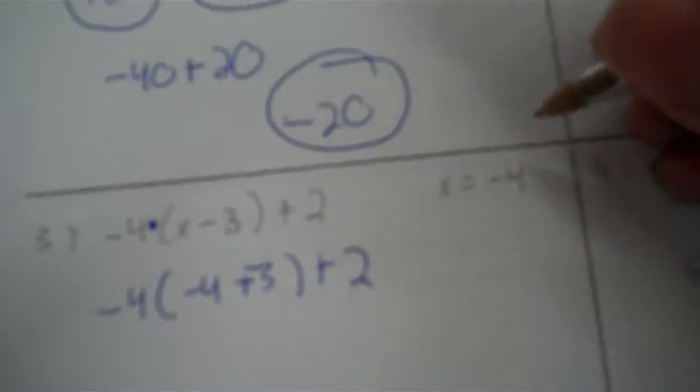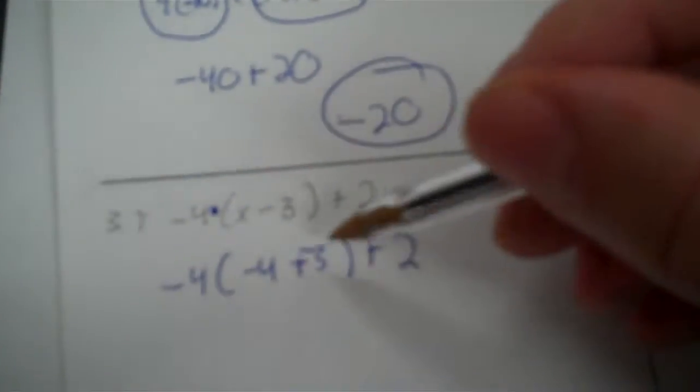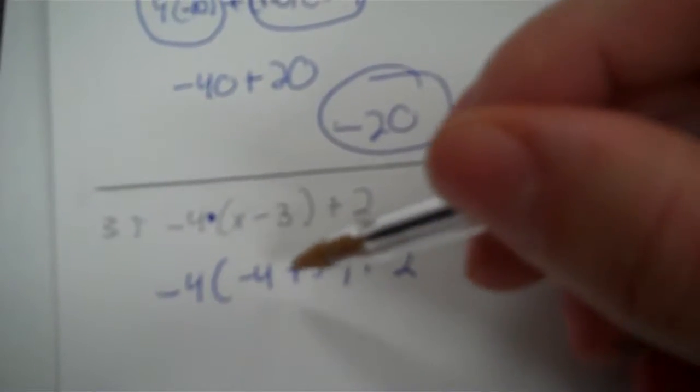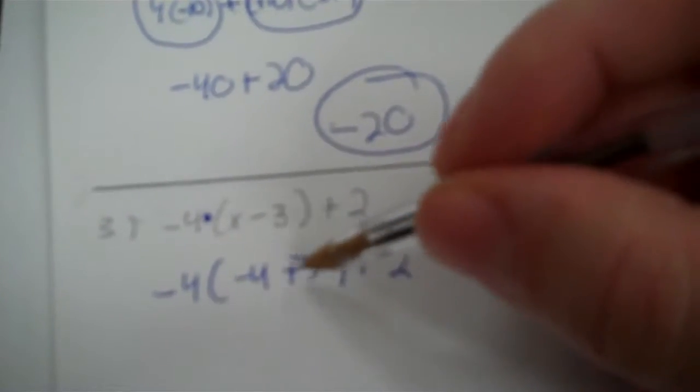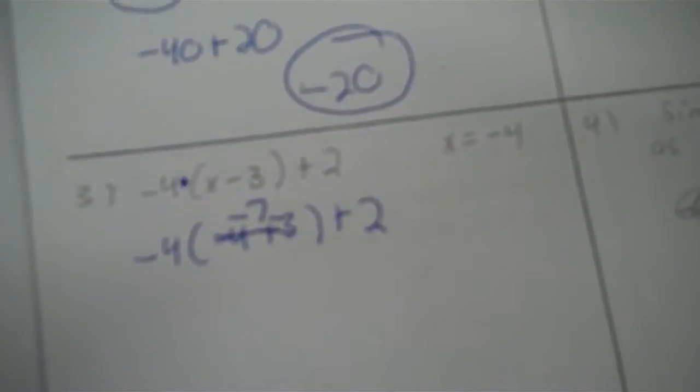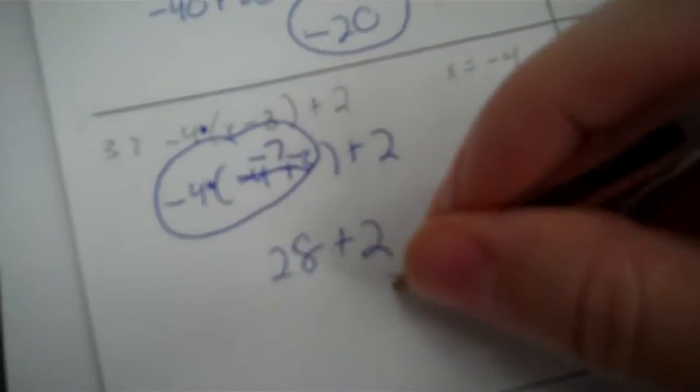Okay, now parentheses. I have a parentheses and I can add the numbers inside. We should not leave those unadded because neither one has a letter. So we add them and it's negative 7. Okay, now multiplication. We have negative 4 times negative 7, and negative 4 times negative 7 is 28, and then plus 2. We don't have any division, so adding 28 plus 2 is 30.